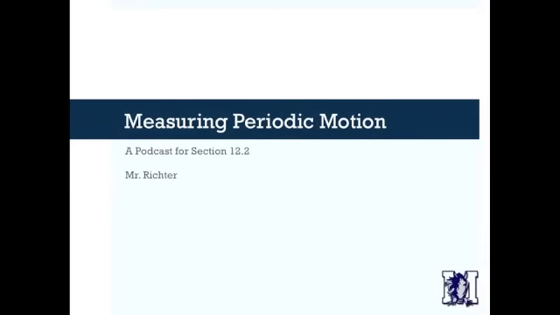This is a podcast for measuring periodic motion. Most of the information from this section can be found in 12.2 of the textbook. This should prepare us going forward for doing a lab with pendulums, as well as start to give us an introduction into how we measure periodic motion, and specifically starting to talk about waves.